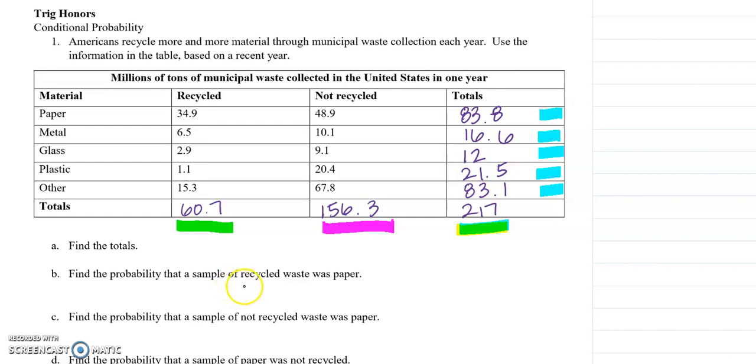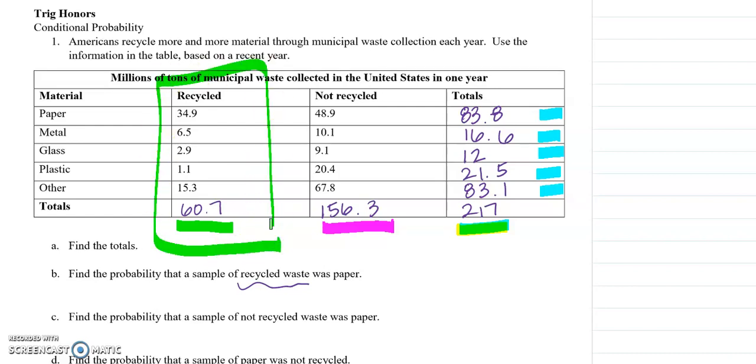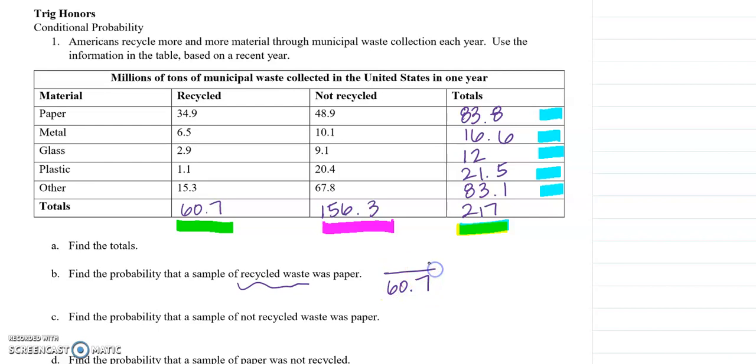Find the probability that a sample of recycled waste was paper. The first thing when you read the question is that you have to be looking at recycled waste. So recycled waste says you're going to look in this column right here. So we have 60.7 millions of tons as our total, and of that, 34.9 is paper. As you'll see as I go through these problems, I'm not going to do any simplifying. I really just care about where the fraction comes from.